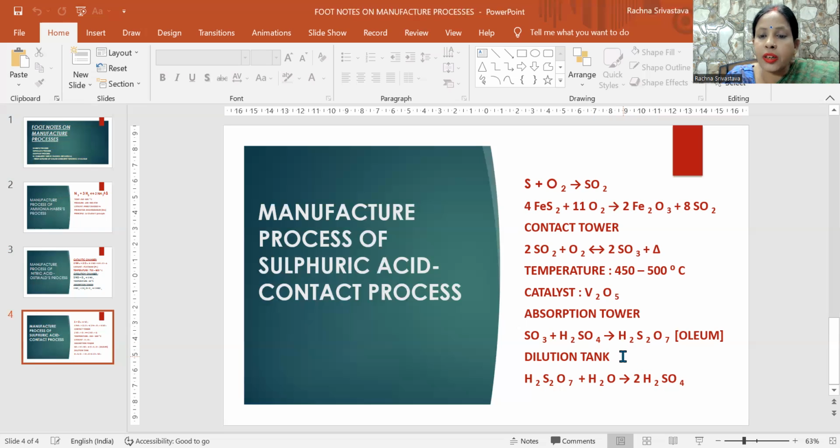Then in the dilution tank, we dilute oleum in water. Here the reaction is normalized and we get our sulfuric acid. We all know that sulfuric acid is the strongest acid among all those existing. So we have to take care, and that is why sulfur trioxide is not directly absorbed in water. It is absorbed in pure sulfuric acid forming oleum, and oleum on dilution gives sulfuric acid. So these were the three main processes. Either of them will come in the exam, either Haber's process or Ostwald process or contact process.